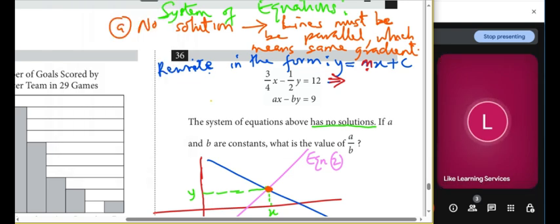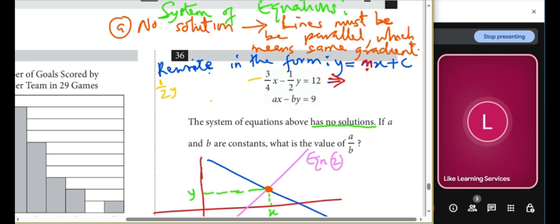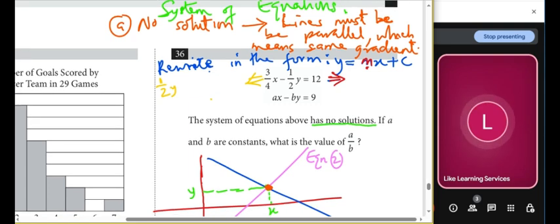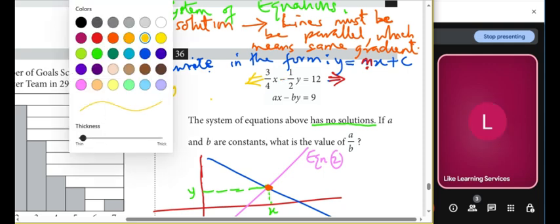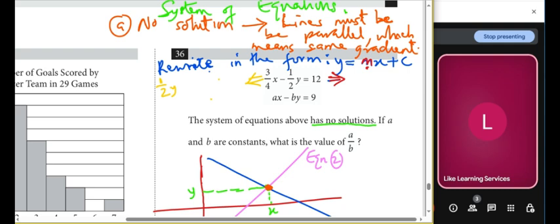So if we wanted to solve it, we would have just written half y is equal to 3 over 4x. You know why I moved half y to the right hand side? Because it has a negative sign here, so I'll move it to the right hand side where it will gain a positive sign, and I won't complicate this equation. So half y is equal to 3 over 4x minus 12.